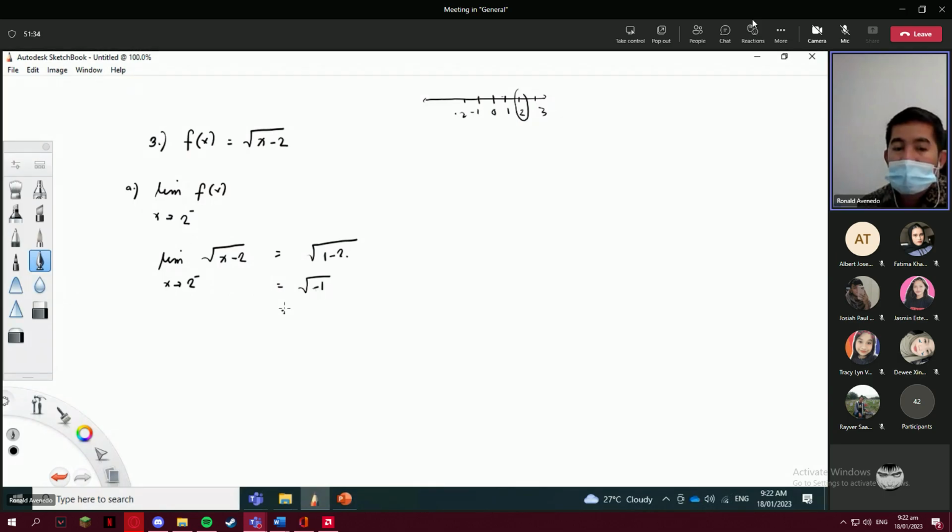Square root of negative 1, for now, we will not consider a negative square root. Maybe later on, when you take higher mathematics, you will have i. Last time, I don't know where you got the i in your answers, since we did not discuss imaginary numbers. Anyway, for now, the square root of a negative number does not exist or is undefined. The limit does not exist. So the limit of this function, the square root of x minus 2, the left-hand limit, does not exist. How about the right side limit?